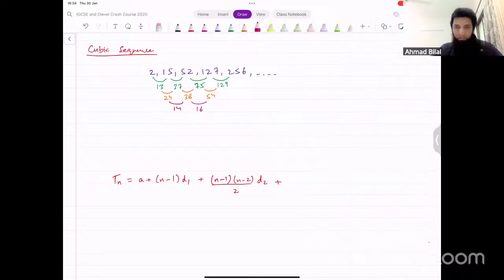Maybe I've written the sequence wrong. Let me just find another sequence from somewhere. That was 2, 15, 52, 127, 256. Okay, so we have 13 here, 37 here, 75, 129.